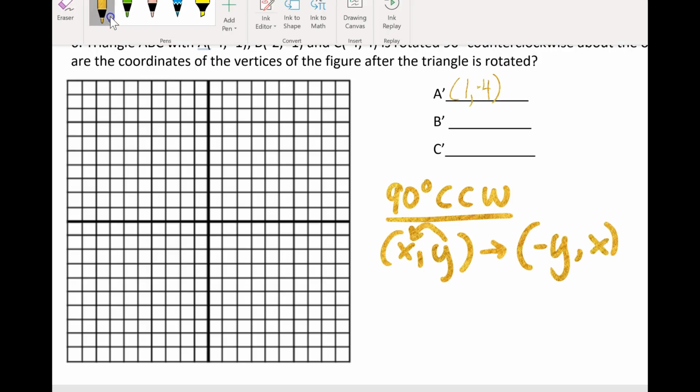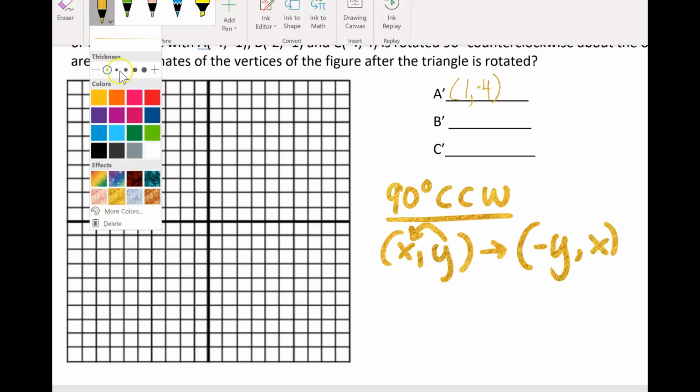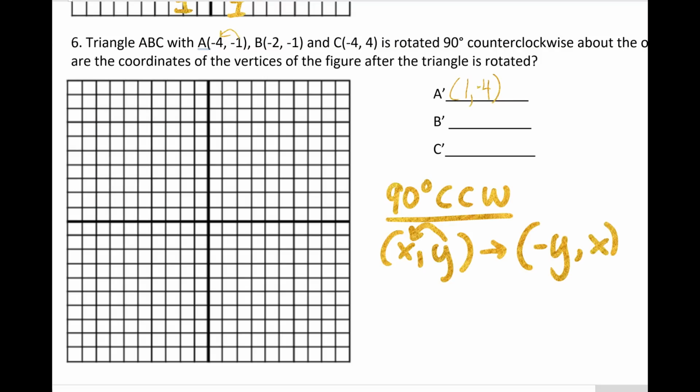I'm gonna gain a little weight, just a little weight. All right, and then B prime says, hey, take y to the front and change the sign. So y to the front, change the sign, and bounce x to the back. That's what it means, y'all. You're saying, bring y to the front, change the sign, bounce x to the back. And now we have our ordered pairs.